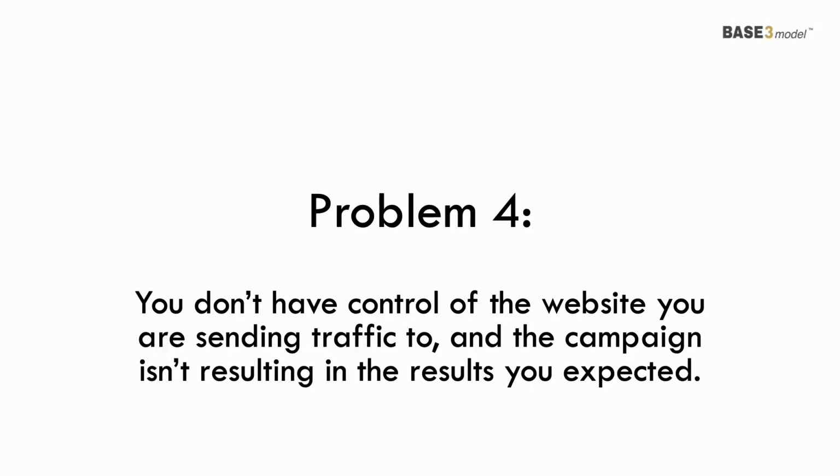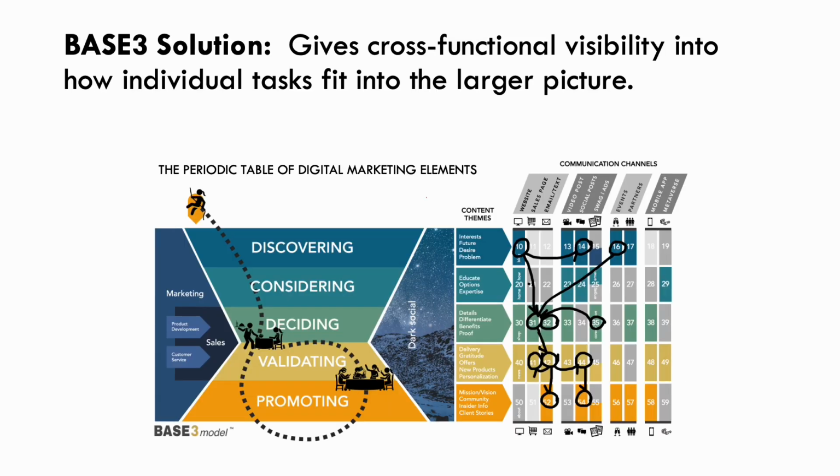And finally, problem number 4. Digital marketers do not typically have control of the website that you are sending traffic to, and this can result in a campaign that does not perform as expected because it can be challenging to define what you need to technical teams. The use of the numbering system and mapping chart will give cross-functional teams the ability to see how their work fits into the larger campaign. This will lead to a customer journey that is more streamlined and a partnership between marketing and tech teams that is collaborative and proactive.